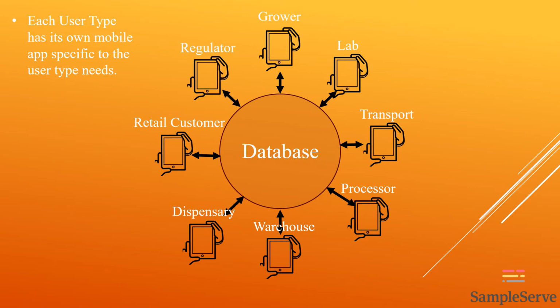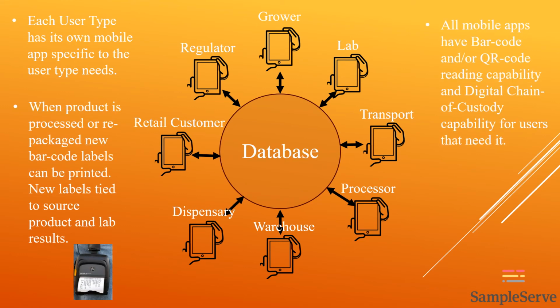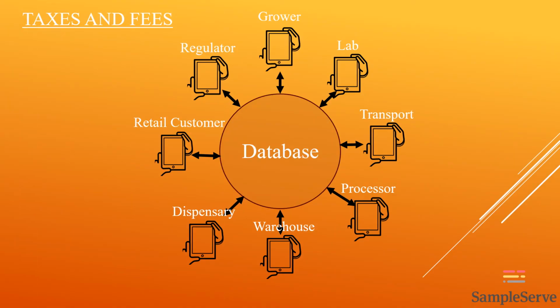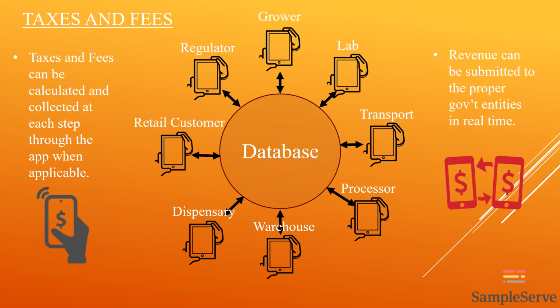Most importantly, the regulator has an application that allows them to audit any of the other user groups in real time. At any given point in the flow, if a product is repackaged, new labels can be generated. All the various user apps have the ability to read barcodes and QR codes, and of course, the regulator will have real-time inventory status of any individual user. As mentioned previously, the application can also calculate and collect any taxes or fees due at any step or transaction interval as applicable in a specific state. These revenues can then be submitted in real time to the proper regulatory entities.